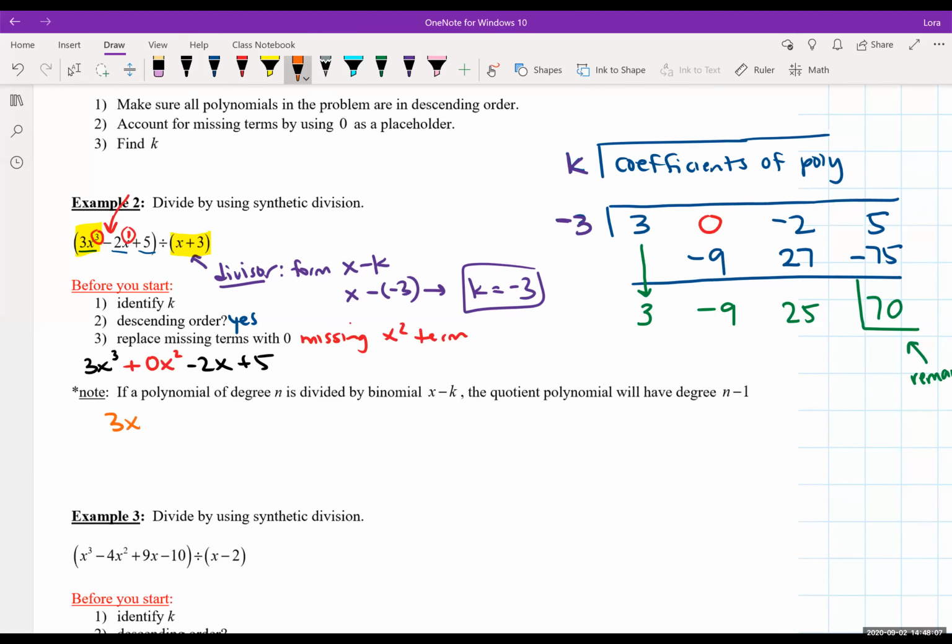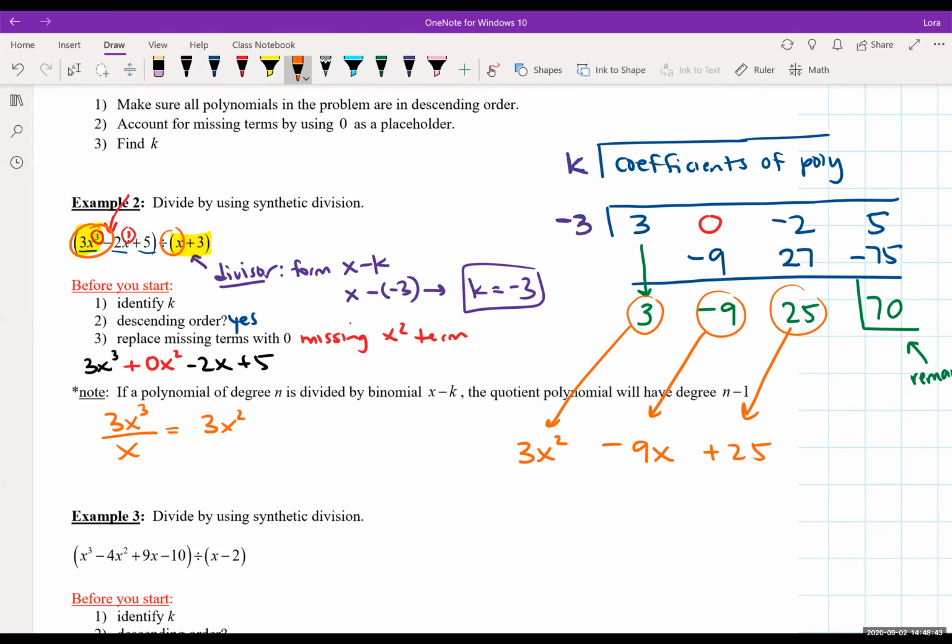So just keep in mind, I do this with the first term anyways. I started off with 3x cubed. If you are dividing it by x, notice I'm just taking the leading term of each one. If you were to do a quick reduction, you notice that the x's reduce out a little bit, we would have 3x squared. Well, what's happening is that these are the leading coefficients of your resulting quotient. So finally, we can use this to give us 3x squared minus 9x. Notice I'm decreasing the exponent of the x by 1, plus 25.